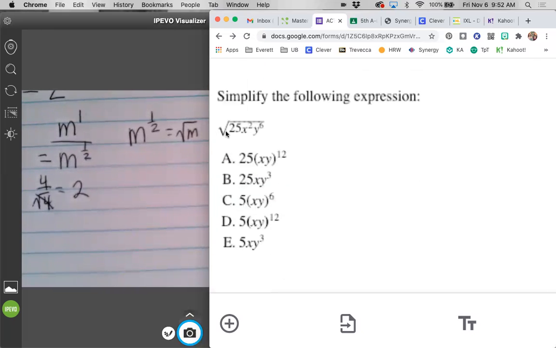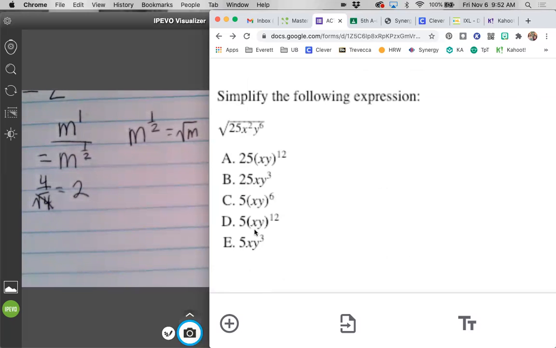Simplify. Again, one piece at a time. The square root of 25 is 5. So it's either C, D, or E. The square root of x squared is just plain old x. So that means it's E.